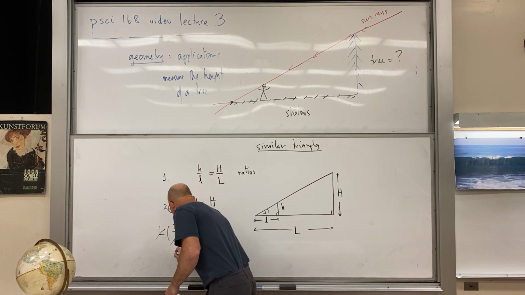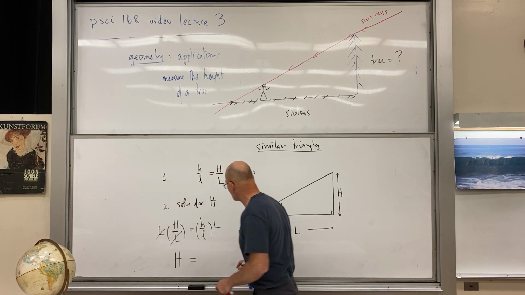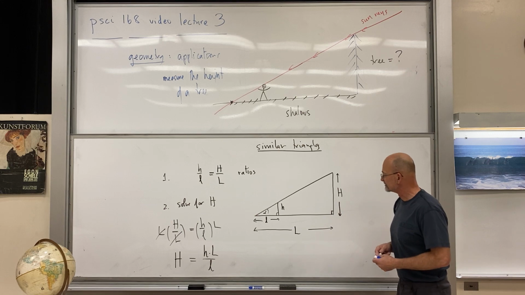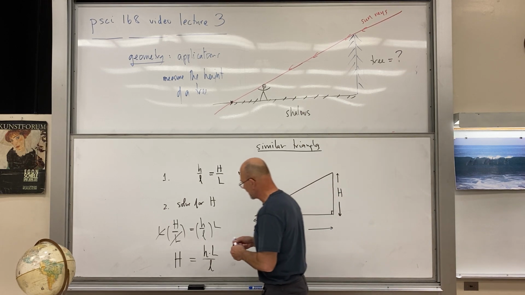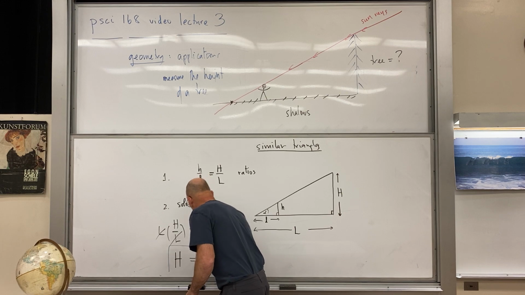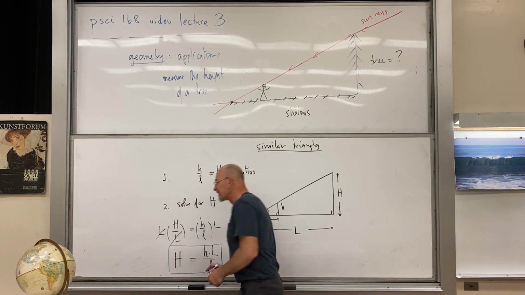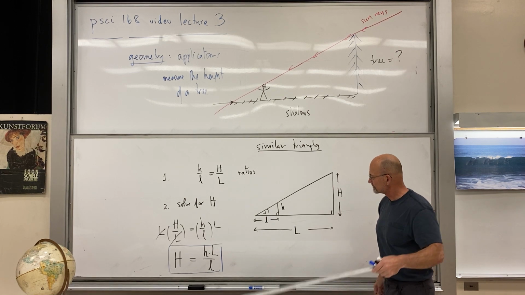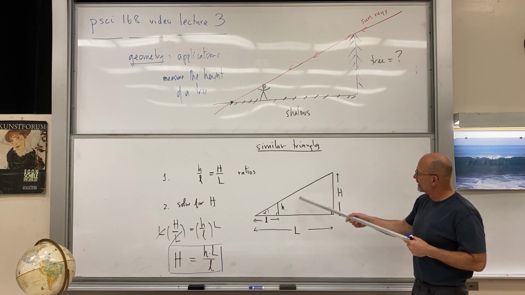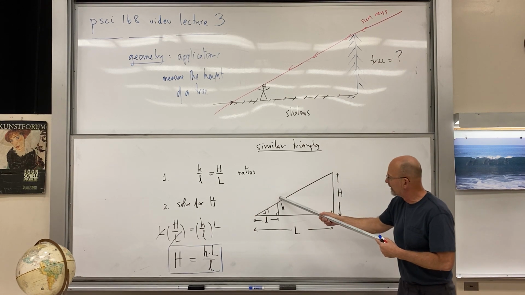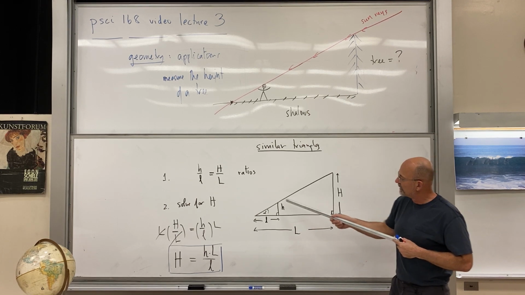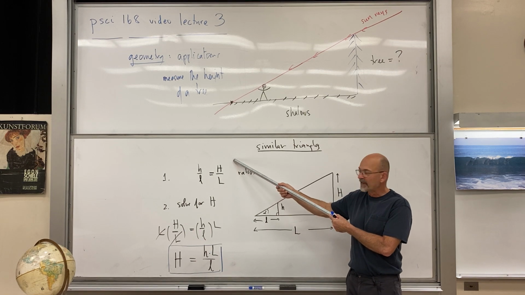The height of the tree is equal to h times capital L divided by lowercase l. Okay, I'll put a box around that. This is the kind of thing we want to practice so we can do it with ease. Okay. So once again, these ratios, lowercase and uppercase as labeled on the sketch, and now I just solve for H, which is what I wanted to know. That's the height of the tree.